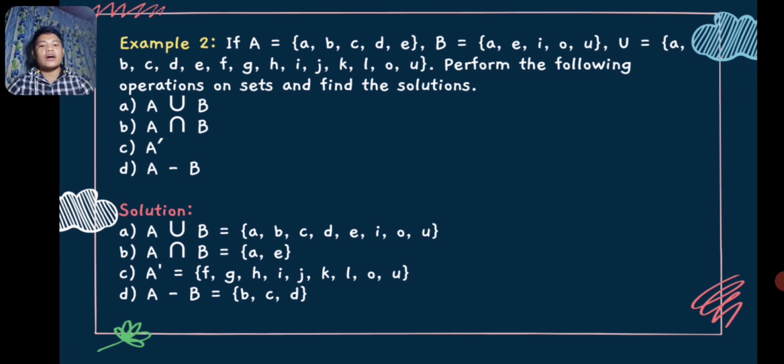Lastly, our A difference B. We will just get the elements in A that are not elements of B. As we know, the intersection has the common elements A and E. So let us cross out A and E in set A. The remaining elements are B, C, and D. That's how we get the difference of set A and set B.